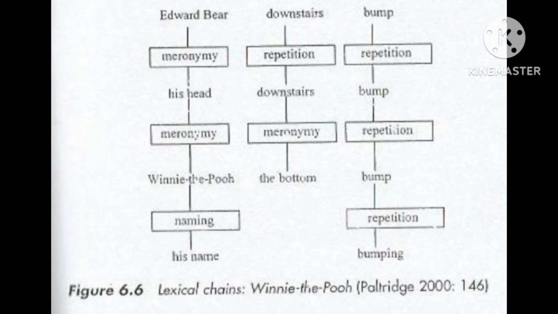Winnie the Pooh's formal name is Edward Bear. This is what he is called the first time he is mentioned in the text. The next item, hat, is in a part-whole relationship with Edward Bear. That is, a hat is part of a bear, in this case, Edward Bear. The relationship between these two items is one of meronymy.